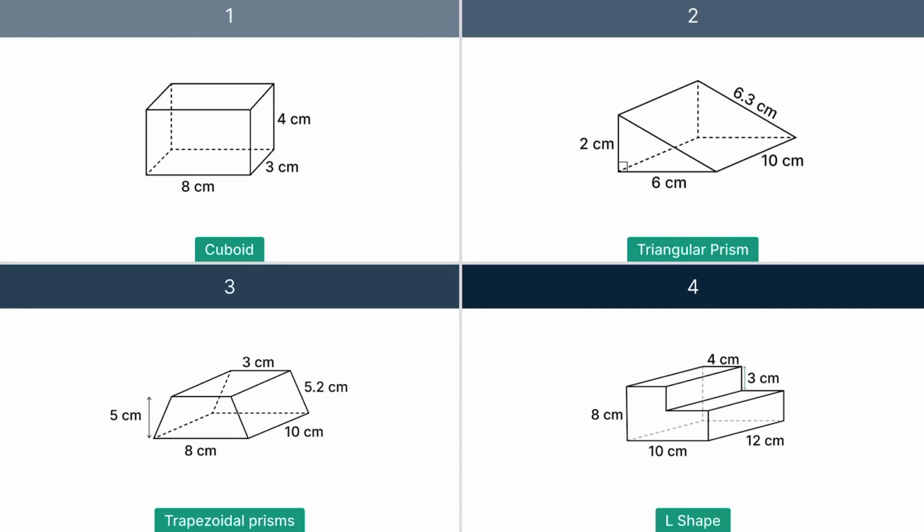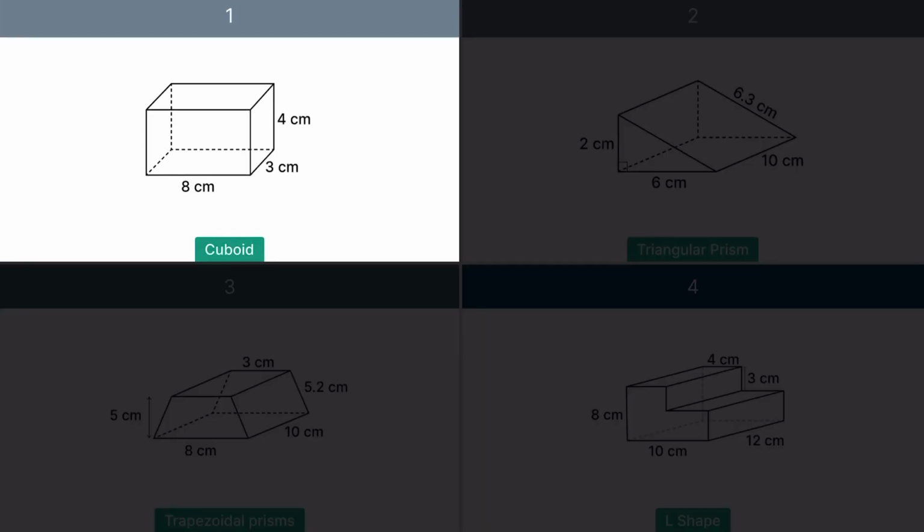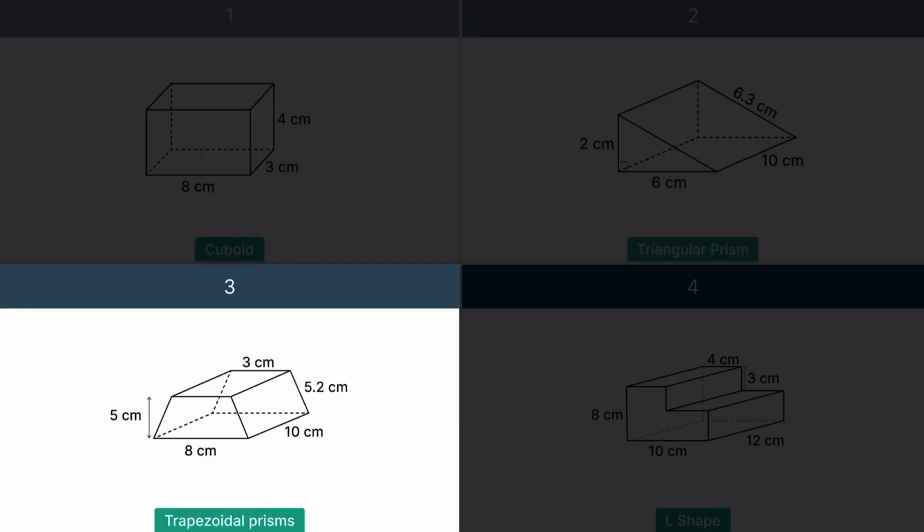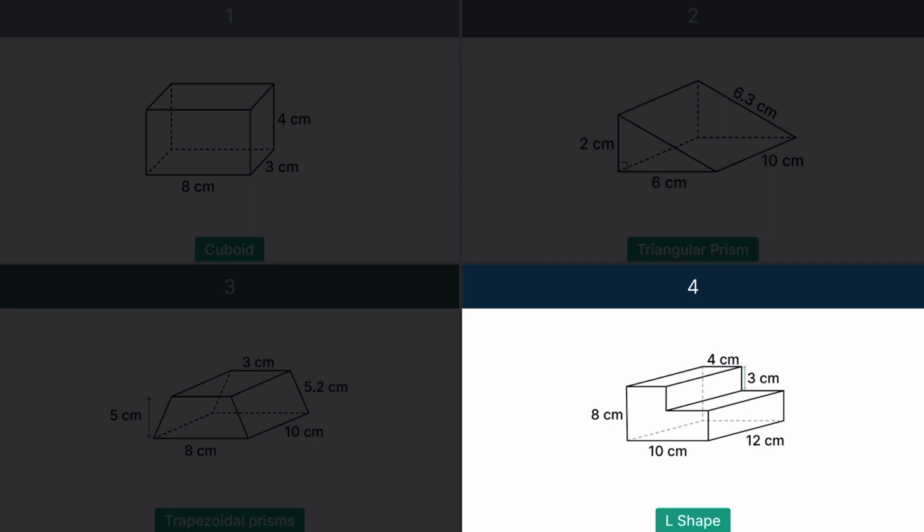Surface area is what we're looking at in this video. It's split into 4 parts. So first we're going to start off by looking at finding the surface area of a cuboid, and then a triangular prism, and then a trapezoidal prism, and then an L shape like this.